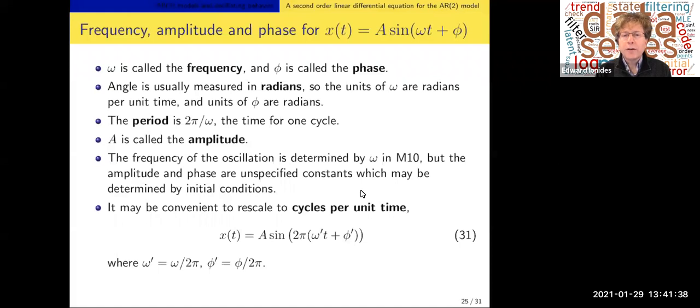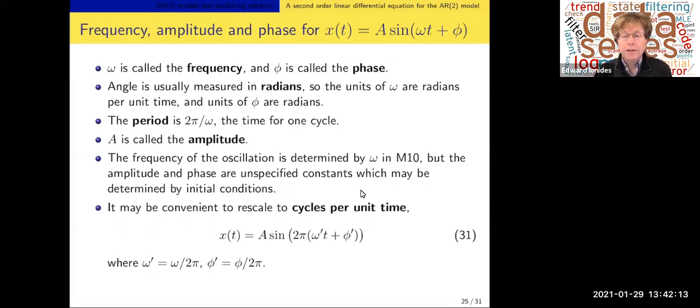Sometimes when we think of oscillations, rather than thinking of the frequency, it's more convenient to think of the period. The period is the time for one complete cycle, which is 2 pi over omega. Because if t goes from 0 to 2 pi over omega, then omega t goes from 0 to 2 pi. A is called the amplitude, so that's the maximum distance from 0.